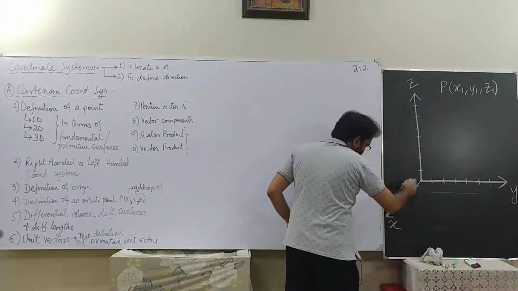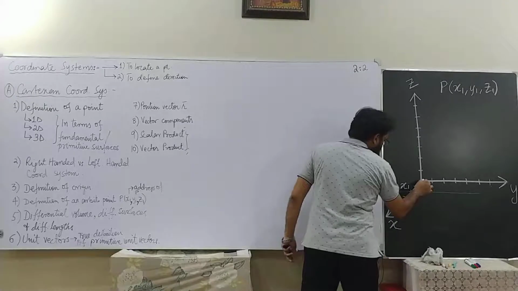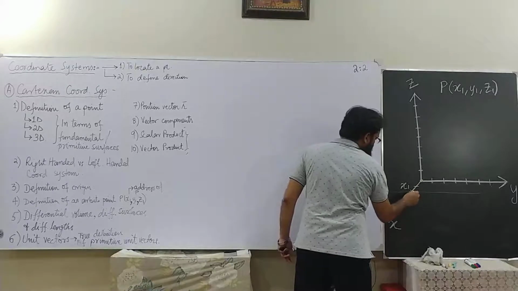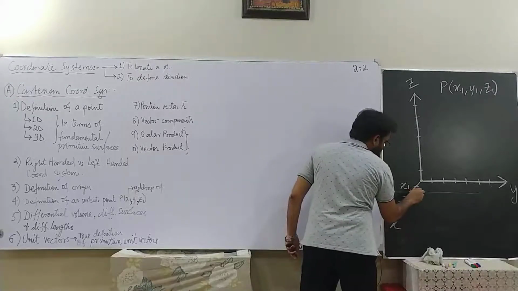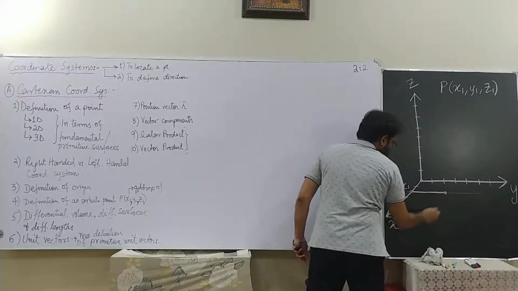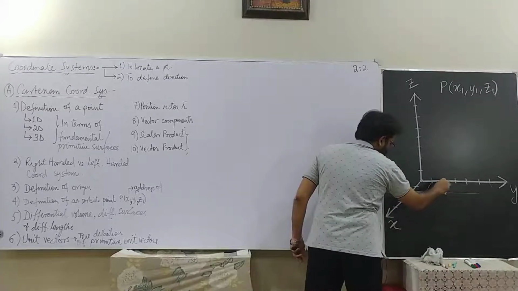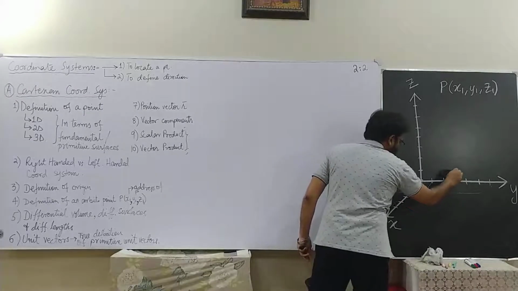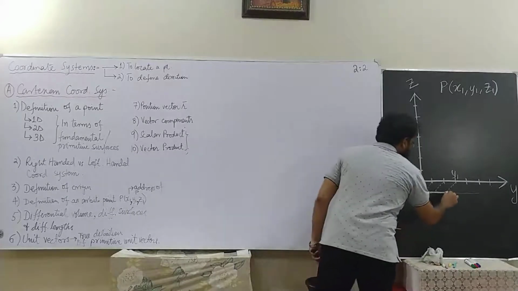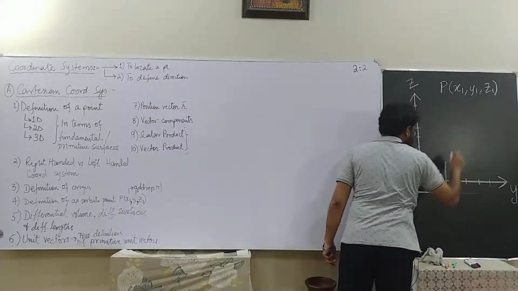That plane will intersect the x-axis at x equals x1. Similarly, to reach this point, this address, we have to move in the direction of x, x1 units, then in the direction of y, how many units? y1 units. Let's say we have reached this point, let's say this one was y1, and then move in the direction of z, how many units? Let's say z1 units.